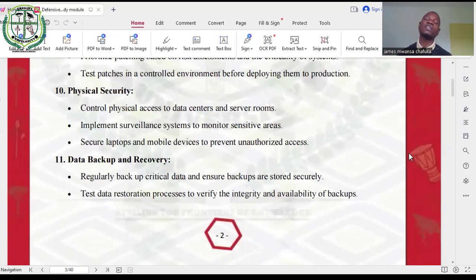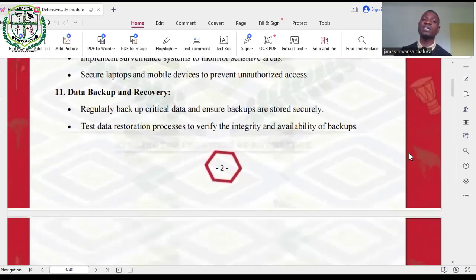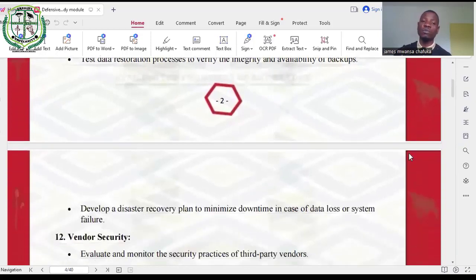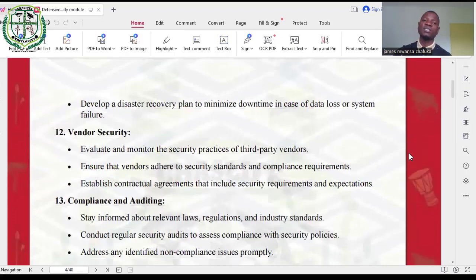And then there's also a point of securing laptops and mobile devices to prevent unauthorized access. So securing laptops can maybe be locking up the server room, and this also can be a point of maybe using a barcode and so on and so forth. And then there's also an aspect of data backup and recovery, where you back up the system so that you are able to recover important and sensitive documents within your computer system, and so on and so forth.